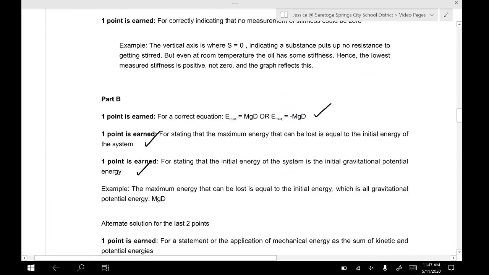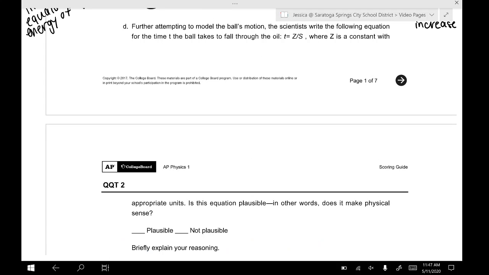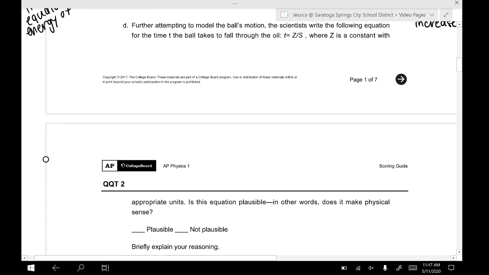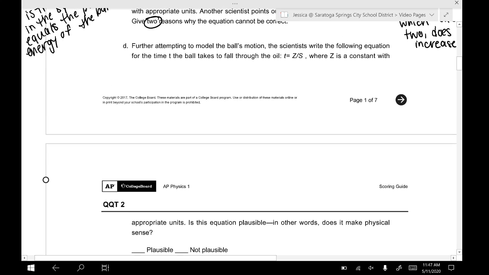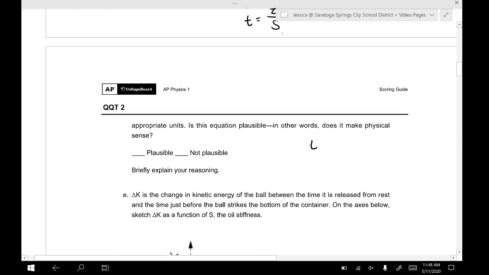All right. Let's continue on with question D. So, further attempting to model the ball's motion through the oil, the scientists write the following equation for the time it takes the ball to fall through the oil. So they're saying T is Z over S, where S is the stiffness and T is time, and Z is some constant. So is this equation plausible? In other words, does it make physical sense?